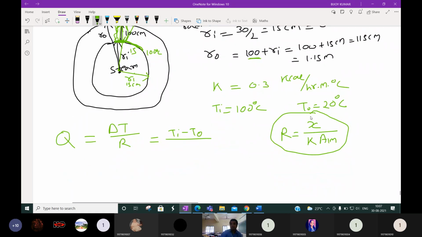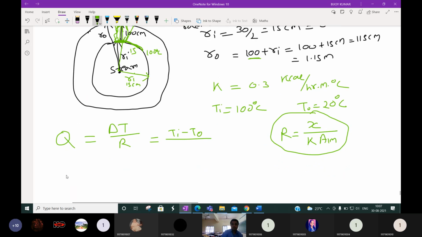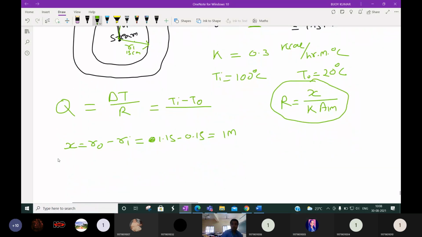What is this X? This X is nothing but the thickness of the cylindrical pipe, the thickness of heat transfer. What is the thickness X value? It is nothing but Ro minus Ri. What is the value? It will be 1.15 minus 0.15. What will be the value? 1 meter.